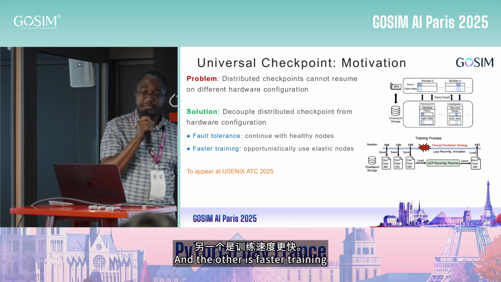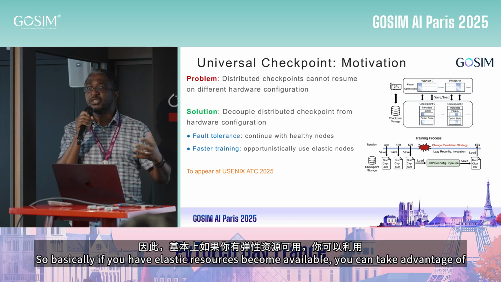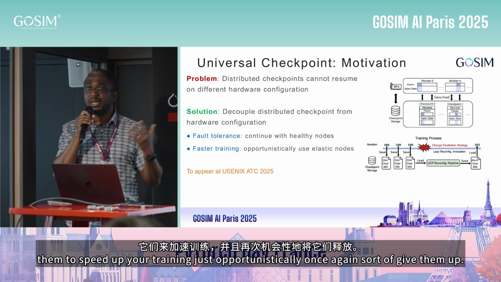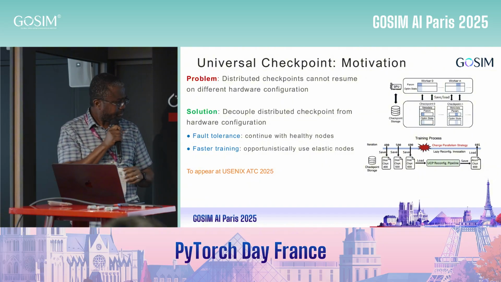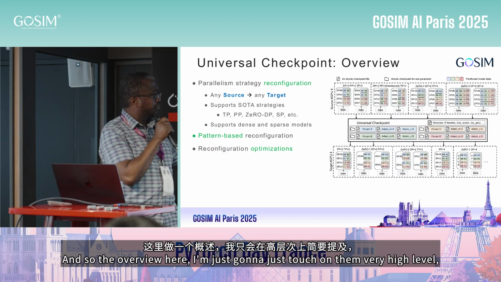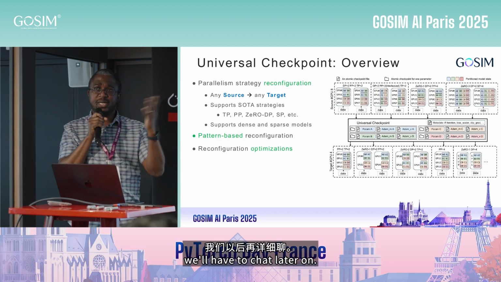The other is faster training. If elastic resources become available, you can take advantage of them to speed up your training, just opportunistically, until you have to give them up. And this work will actually appear at ATC later on this year. So for the overview here, I'm just going to touch on it at a very high level. We'll have to chat later on.